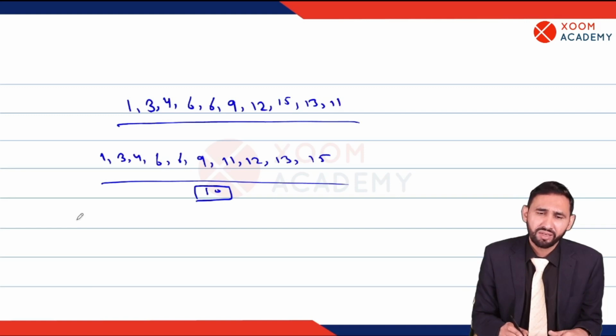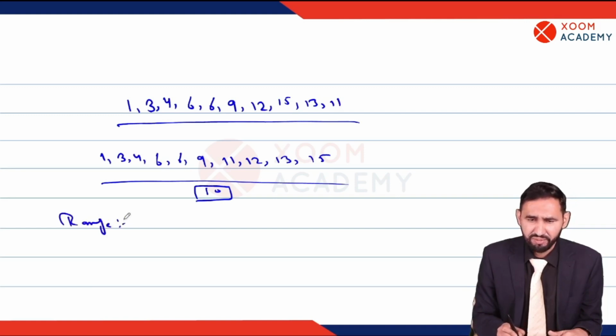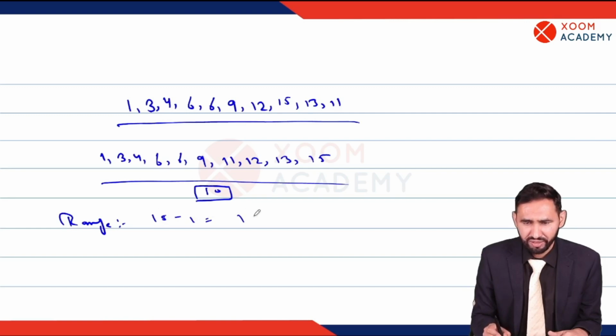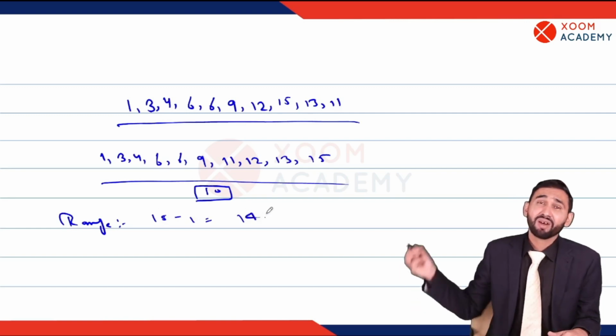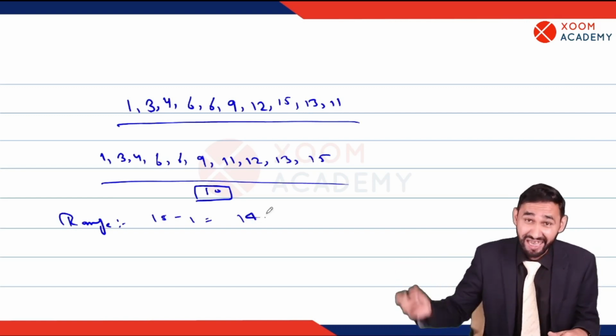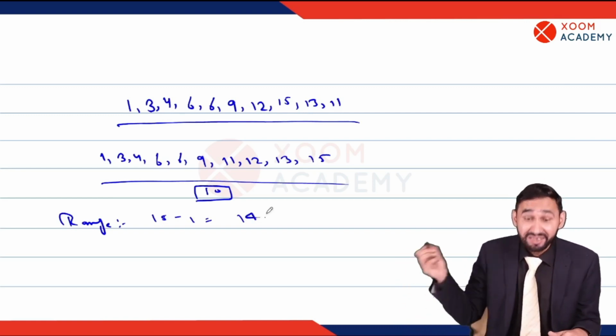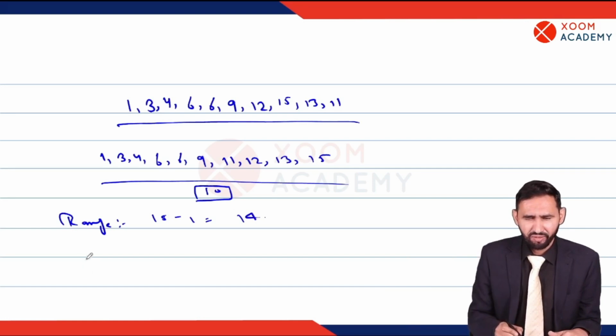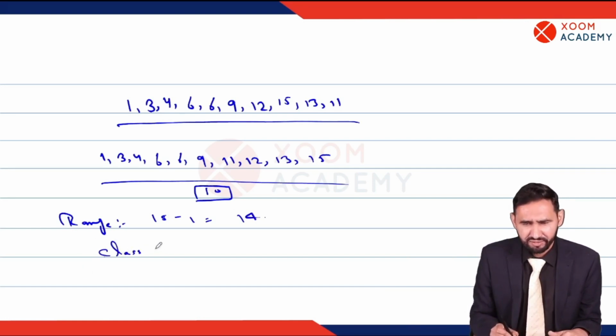Now we need to calculate the range. What is range? The difference between the upper and lower limit, or the difference between the highest and lowest value. The highest value is 15 and the lowest value is 1, so the range is 14. We need to divide this data. We need to create class intervals. We need to create gaps to present this data.